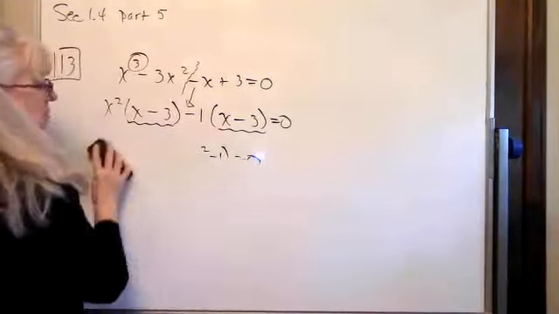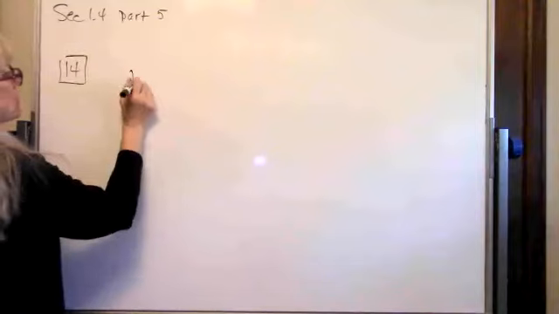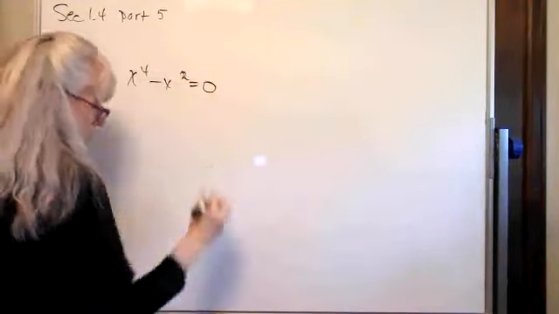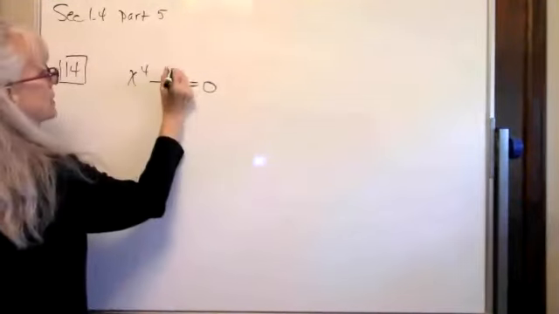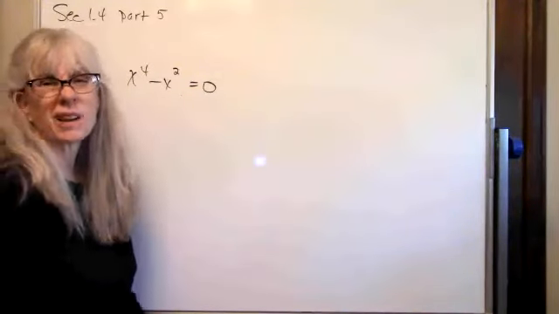We're going to do an x to the 4th. So this is our final example. We want to solve x to the 4th minus x squared is equal to 0. Okay, this is not 4 terms, so I'm not going to use grouping. I'm just going to use regular factoring techniques.